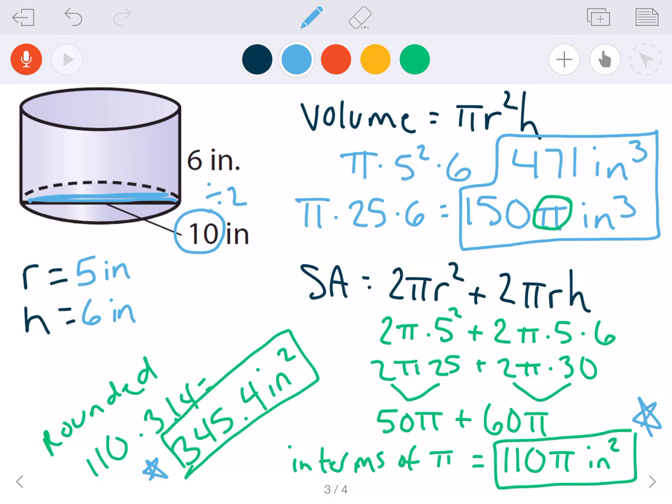Make sure you are careful to label correctly. Remember, volume is in cubic units and surface area is in square units. Please refer to notes. Please write down the formulas so you know what you need for it. Again, I'm not expecting you to memorize this, and please let me know if you have any questions.